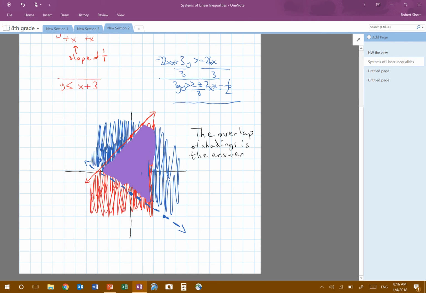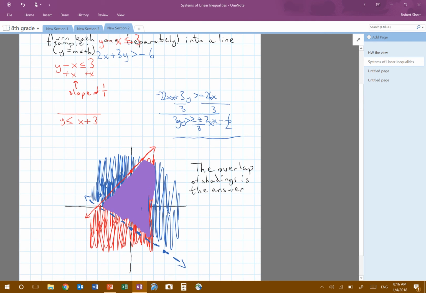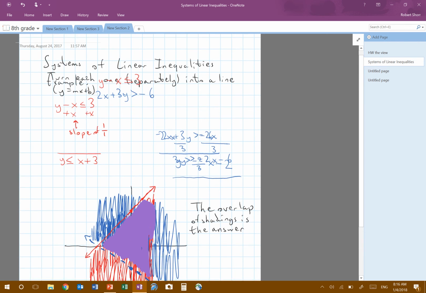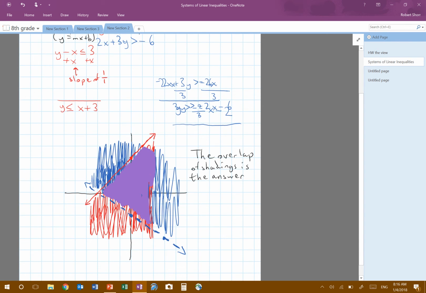And that should make sense because, oh, whoa, what did I do to that? Well, it'll live. The overlap of the shadings is where both inequalities are true, because the red was where the red inequality was true, and the blue was where the blue was true. So where they're both true, which is their overlap, is going to be our answer.